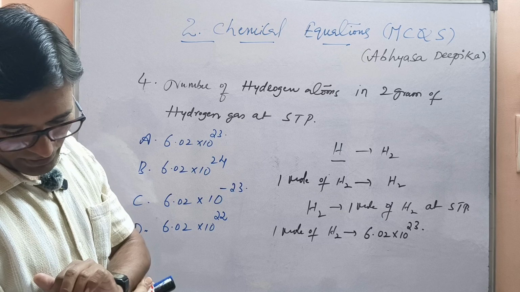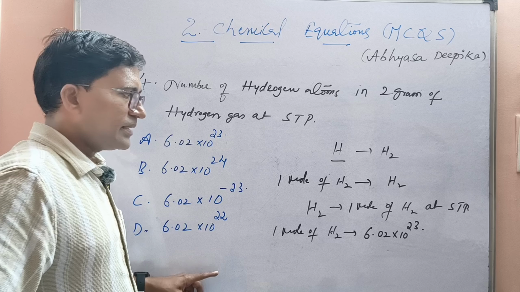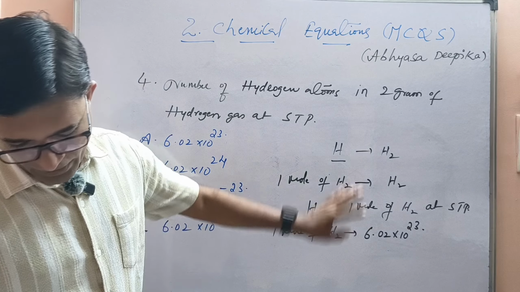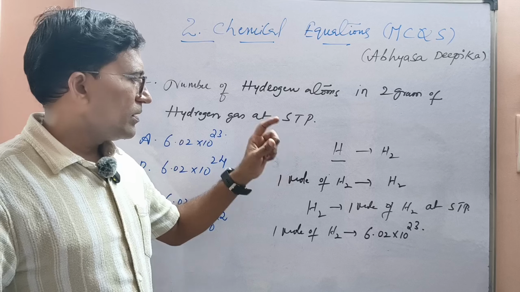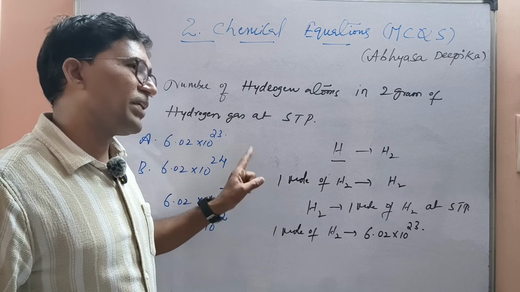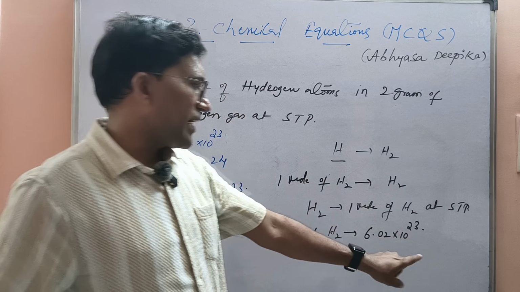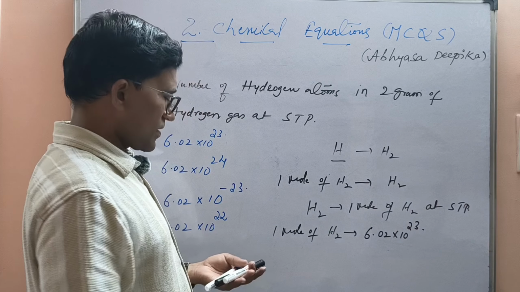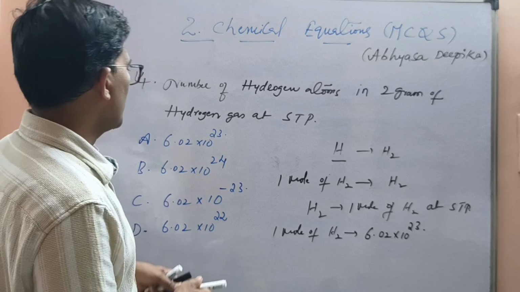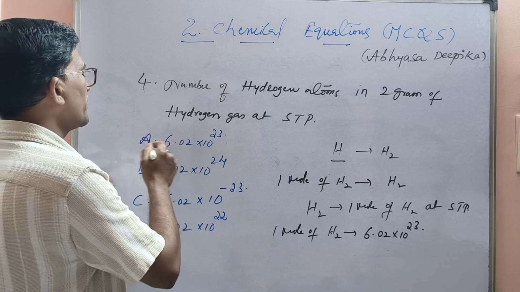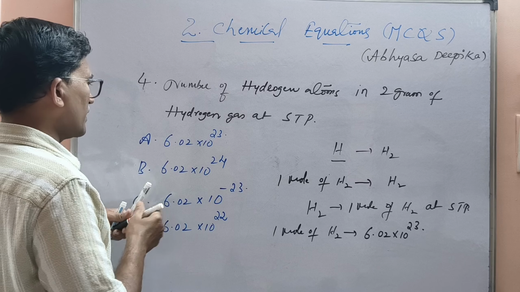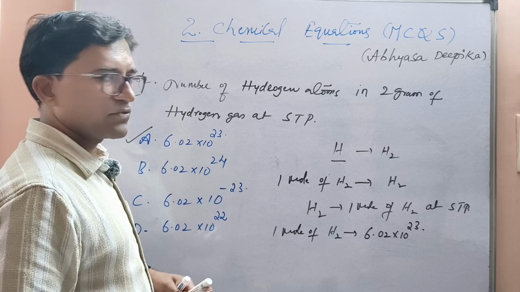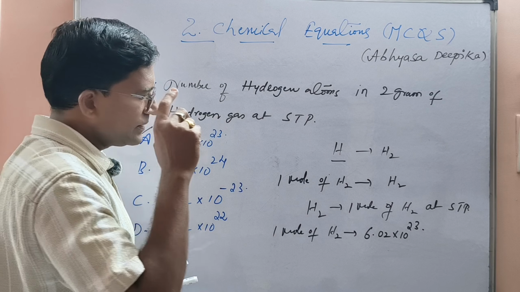Is it clear? That is, 1 mole of hydrogen contains nearly 6.02 into 10 to the power of 23 atoms of hydrogen. Nothing but 1 mole of any gas contains, as the standard value, 6.02 into 10 to the power of 23 atoms. If he is asking about 2 moles, no, we solved this and the answer is 6.02 into 10 to the power of 23. The right option is A: 6.02 into 10 to the power of 23 atoms of hydrogen. 1 mole, standard value, 1 mole.